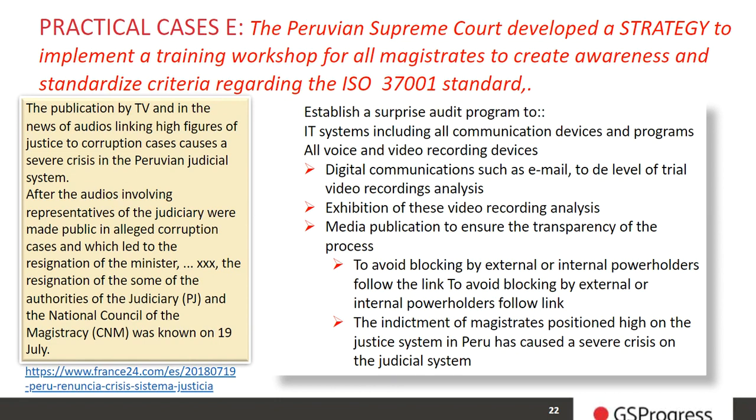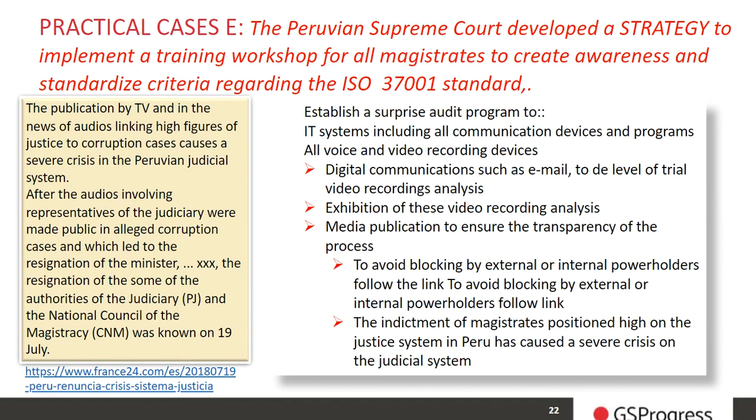to avoid blocking by external or internal power holders, follow the links. That is usually what we do. In another organization, they didn't want me to call the media when we were going to make the audit. What happened? We found this one, but it disappeared.